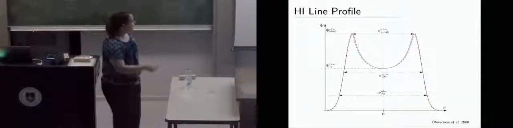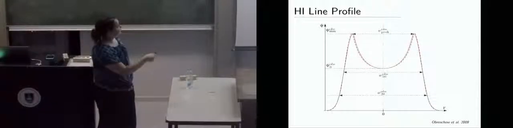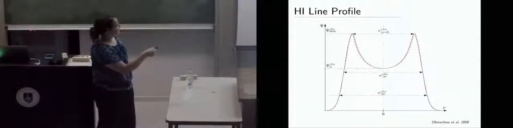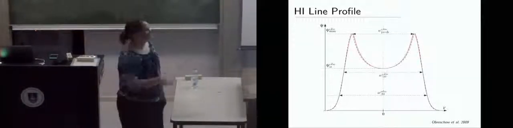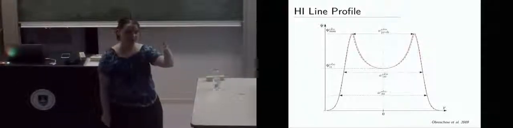Now, this is what the H1 line actually looks like. The emission line looks like this. So here is velocity, so the middle of the line. This is flux, more or less. Does anyone have any ideas why it's double peaked like that? I'm looking at a galaxy, and this is the H1 that I would observe.